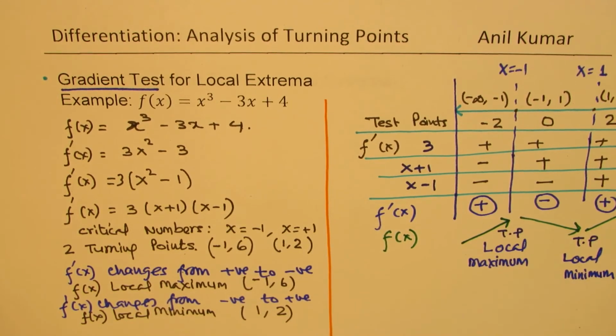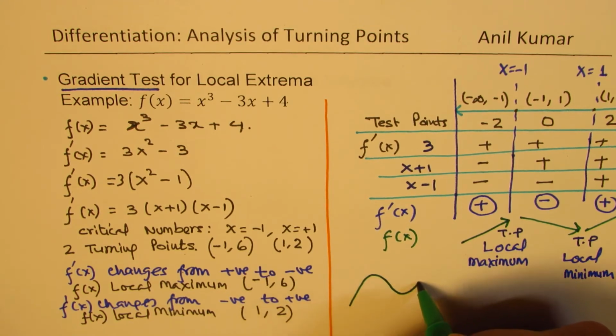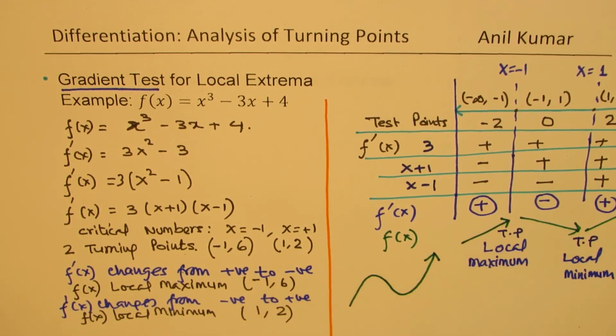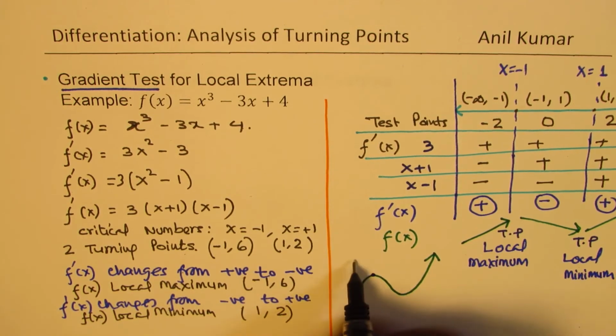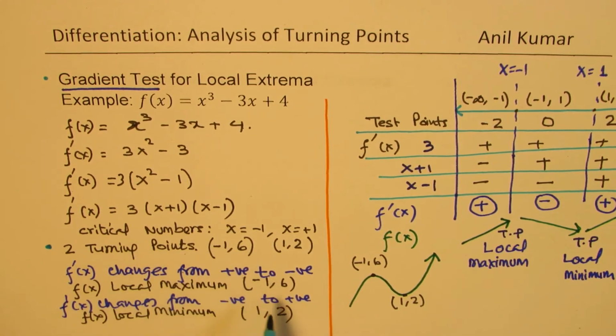Correct? Do you understand? So basically, we can roughly sketch our graph, which has a maximum at minus 1, right? So we have a graph which is kind of like this. I'm not making a scale here. However, we are working on this. So this point, which is at minus 1, 6, is our local maximum, and the other point, 1, 2, is our local minimum. And both are the turning points. Is that clear to you? So we have two turning points, one of them is a local maximum, the other one is a local minimum.